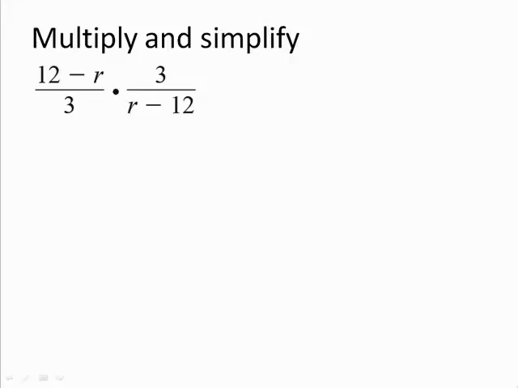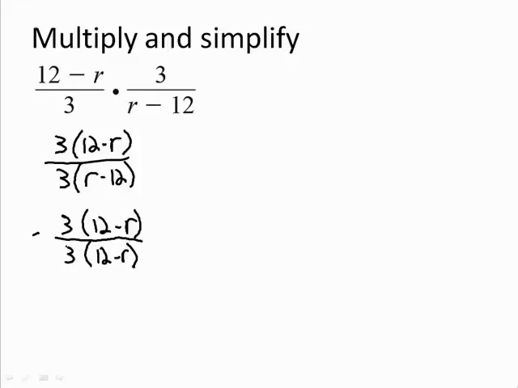Multiply and simplify. 12 minus r divided by 3 times 3 divided by r minus 12. Multiply the numerators and denominators. 3 times the quantity 12 minus r divided by 3 times the quantity r minus 12. Factor a negative 1 out of the quantity r minus 12. Negative 3 times the quantity 12 minus r divided by 3 times the quantity 12 minus r. The 3's cancel out, and the 12 minus r's cancel out. You are left with negative 1.